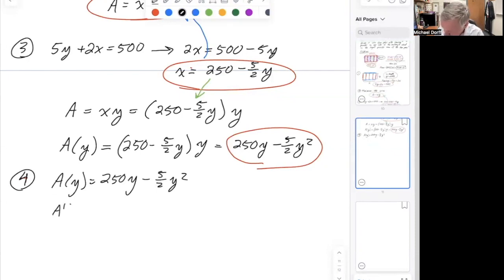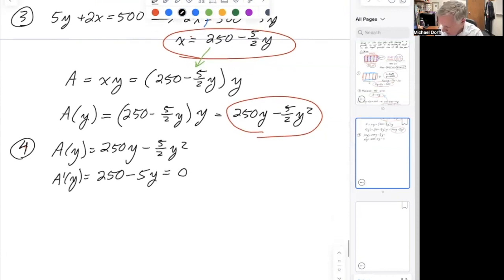So I take the derivative. I'm going to get 250 minus, I bring the 2 out front and multiply it by 5/2, I get 5y to the first power, and I set that equal to 0 to find the critical numbers. If I bring the 5y to the other side, I have 250 equals 5y. Divide both sides by 5, and I get 50 equals y. That is my critical number.